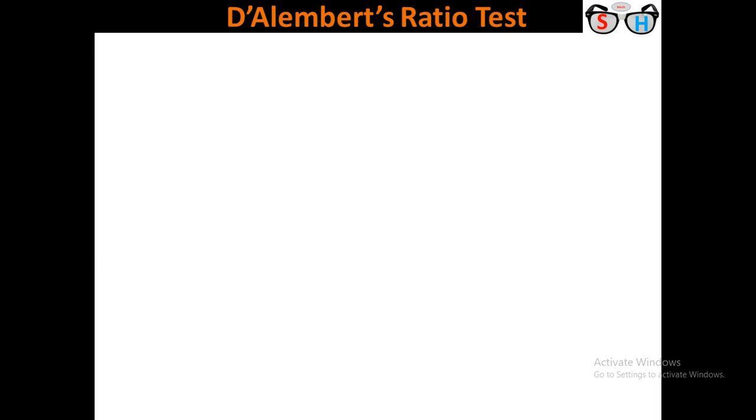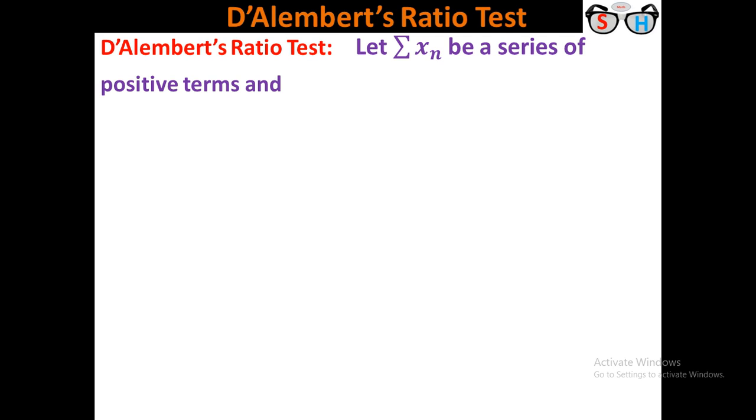Let's go into the main topic. D'Alembert's ratio test. At first I give the statement of the test. Let Σxn be a series of positive terms and limit xn by xn+1 is equal to L. You see that here x is a series of positive terms, that means every term of the series is positive. So xn upon xn+1 must be a positive quantity. As a result, the limit of xn upon xn+1 must be greater than or equal to 0. Here this is L. So here L is either 0 or greater than 0.